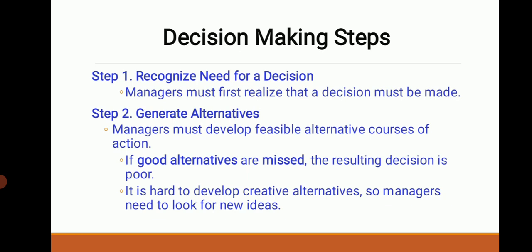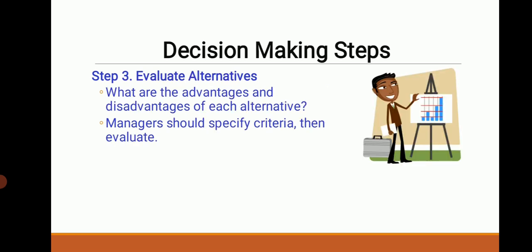So step 2 is generate alternatives. That means managers must develop feasible alternative courses of action. If good alternatives are missed, the resulting decision is poor. It is hard to develop creative alternatives, so managers need to look for new ideas. The next one is evaluate alternatives. That means what are the advantages and disadvantages of each alternative, and the manager should specify criteria which he or she wants to evaluate.